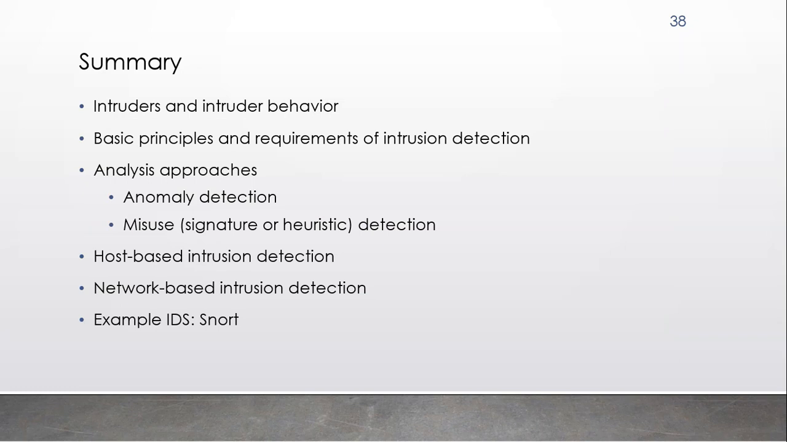So what have we covered in these videos? We've discussed intruders and intruder behavior. We talked about the basic principles and requirements of intrusion detection. We talked about two approaches to performing analysis: anomaly detection and misuse detection, also called signature or heuristic. We talked about host-based intrusion detection and compared and contrasted that with network-based intrusion detection. And we provided a little insight to an example IDS in the form of Snort.